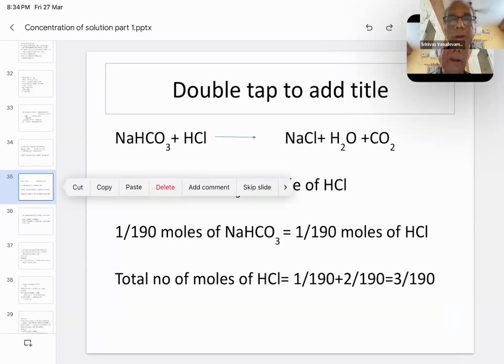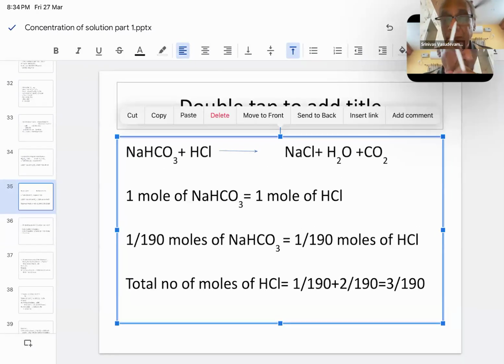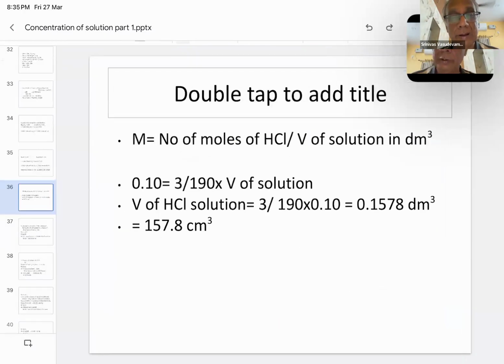For sodium bicarbonate, I am looking at NaHCO3 plus HCl gives NaCl plus H2O plus CO2. This is the equation. Here it is a 1:1 ratio. 1 mole of sodium bicarbonate requires 1 mole of HCl. 1 by 190 moles of sodium bicarbonate require 1 by 190 moles of HCl. So the total number of moles is 1 by 190 plus 2 by 190, so a total of 3 by 190 moles of HCl is required here. So I know the number of moles of HCl required for complete neutralization.